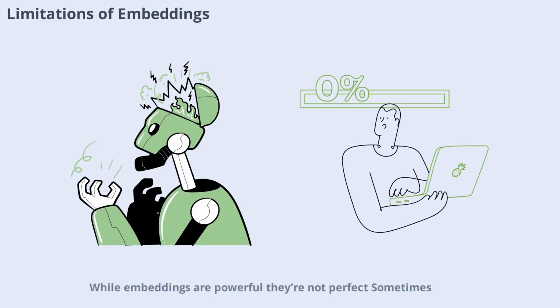While embeddings are powerful, they're not perfect. Sometimes subtle meanings or cultural nuances can be lost. Researchers are constantly working to improve embeddings, making them more sensitive to context and meaning, especially for underrepresented languages and topics.